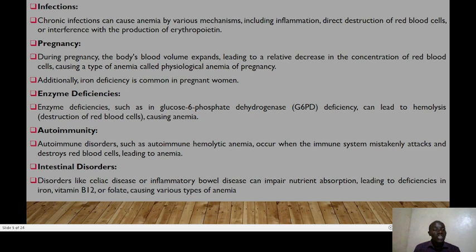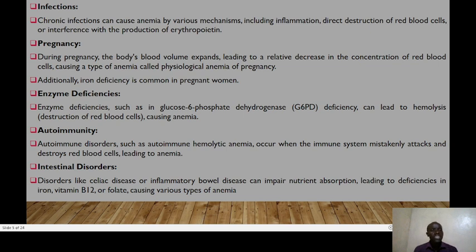Infections could also lead to anemia, where chronic infections could cause anemia by various mechanisms, including inflammation, direct destruction of red blood cells, or interference with the production of erythropoietin.